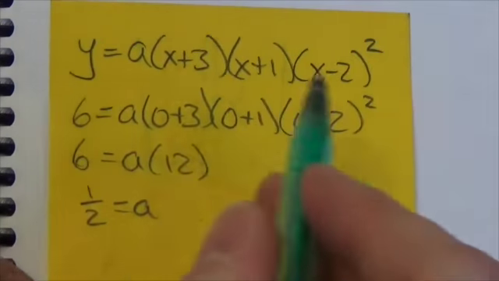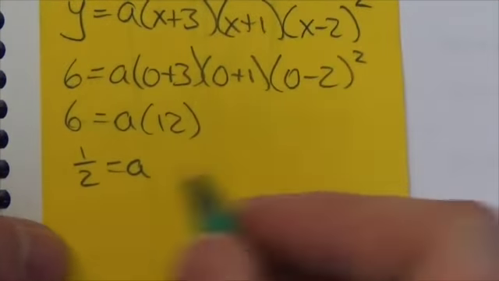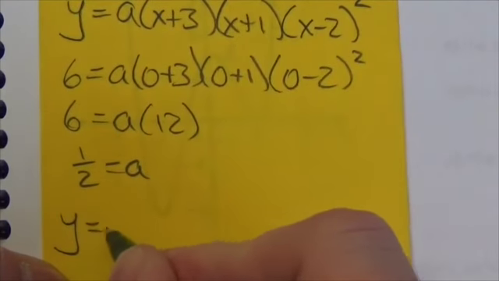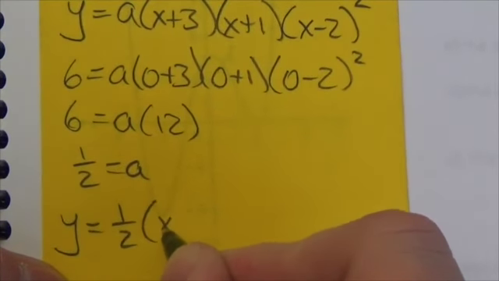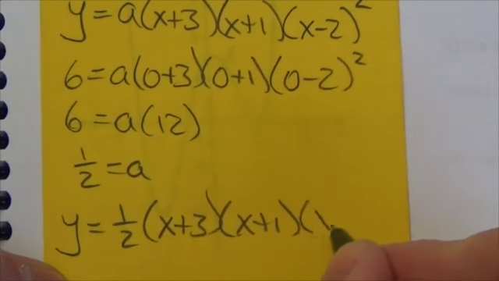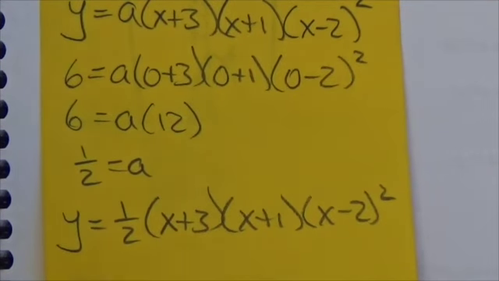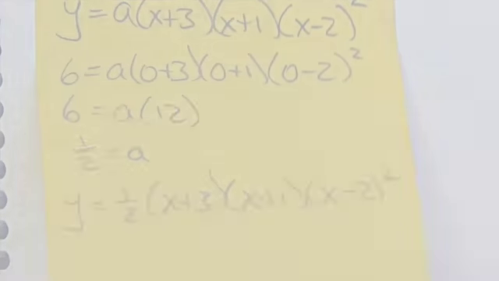So the function has a vertical stretch by a factor of a half, and that works to get the function that I'm seeing right there. Therefore, my equation is y = 1/2 (x + 3)(x + 1)(x - 2)^2. That's the equation of the function right there.